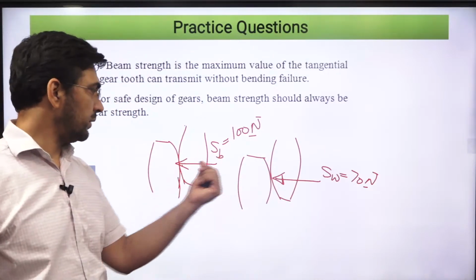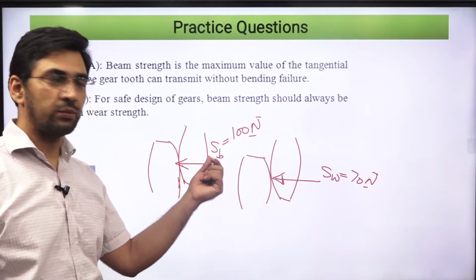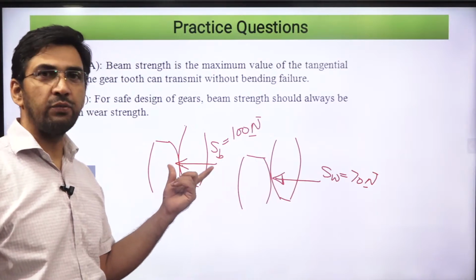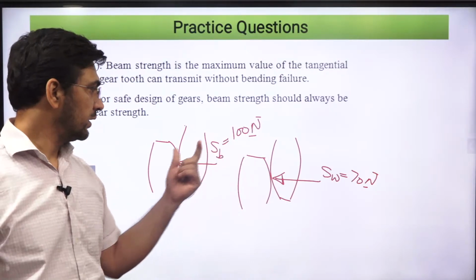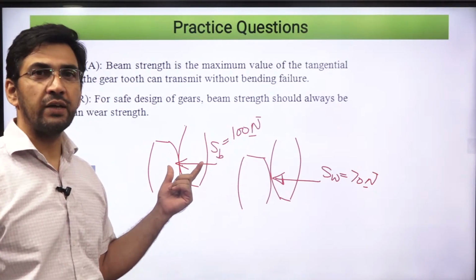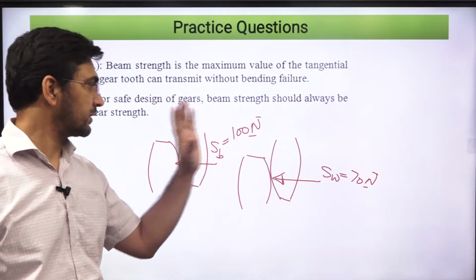This is the maximum tangential tooth load. Beam strength is the maximum tangential tooth load that your gear can carry without bending failure. So it says if I apply 100 Newton, this is the maximum load it can carry without bending failure. Failure will not happen, it can go up to 100. It's okay.